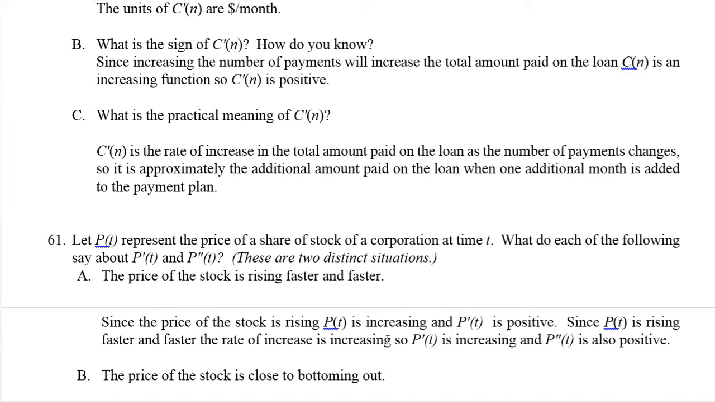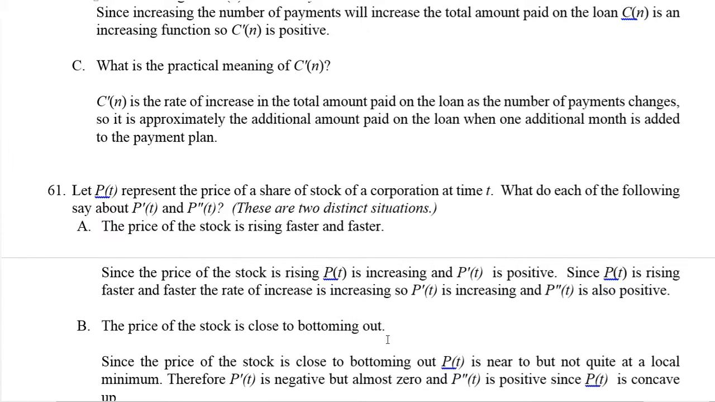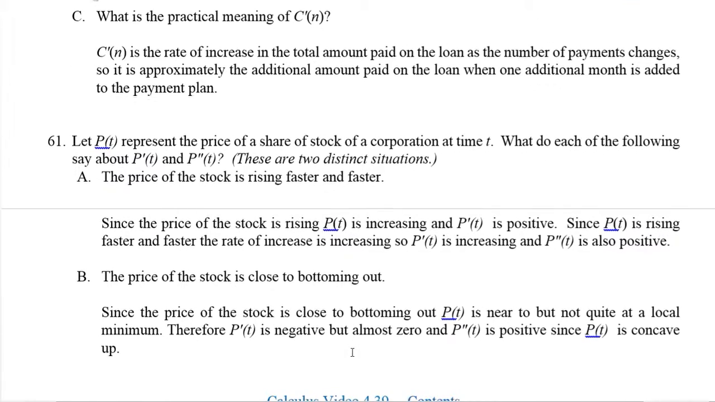Well, if the price of the stock is close to bottoming out, you're actually decreasing at the moment, almost approaching a local minimum. So that means the graph is going to bottom out, it's going to turn around and come back up. So the graph is concave up and decreasing. So P prime is negative and P double prime is positive. But even though P prime is negative, it's almost zero because we're almost bottoming out. So it's real close to zero, but slightly negative. And the original graph is concave up, so P double prime is positive.